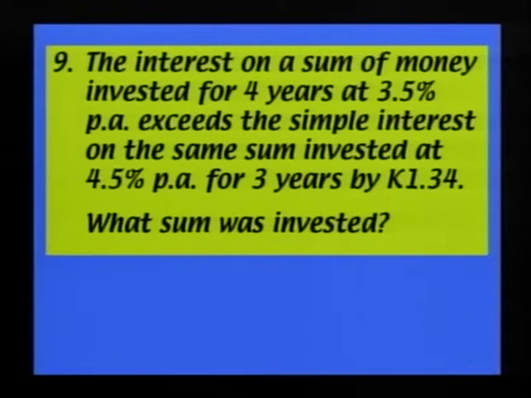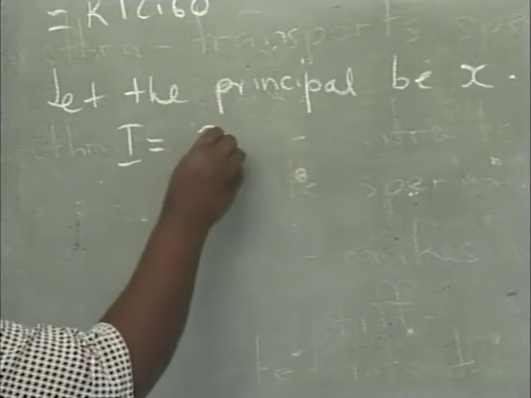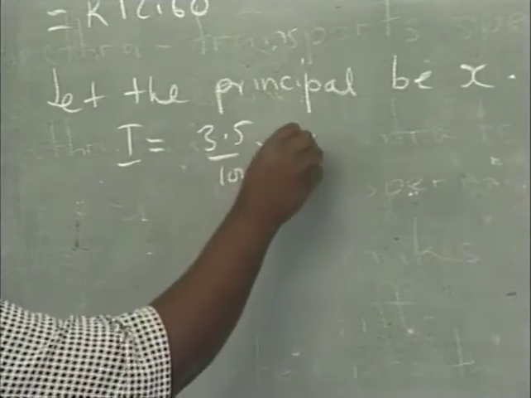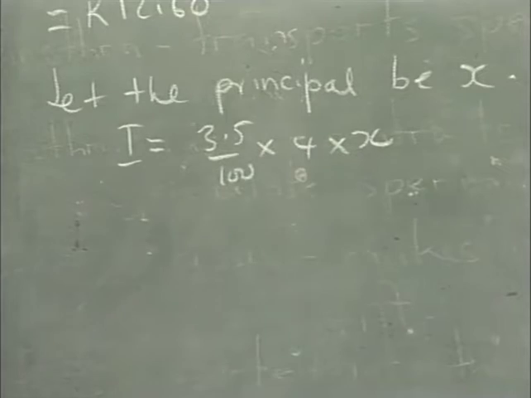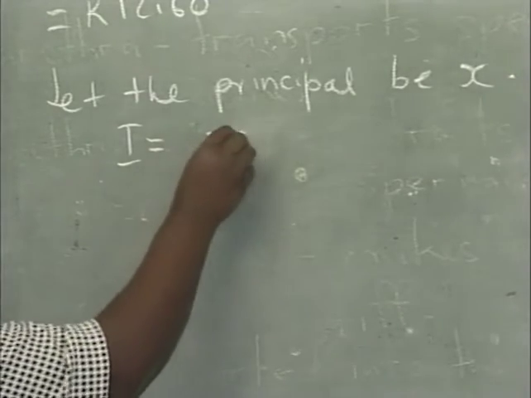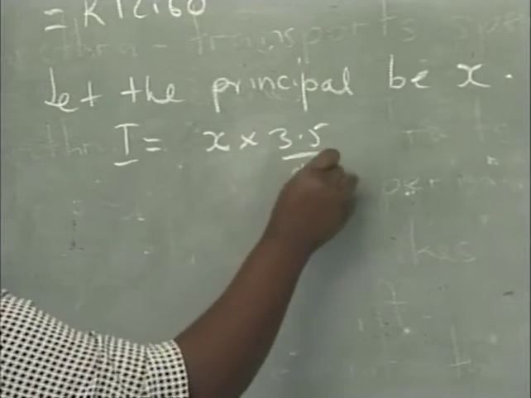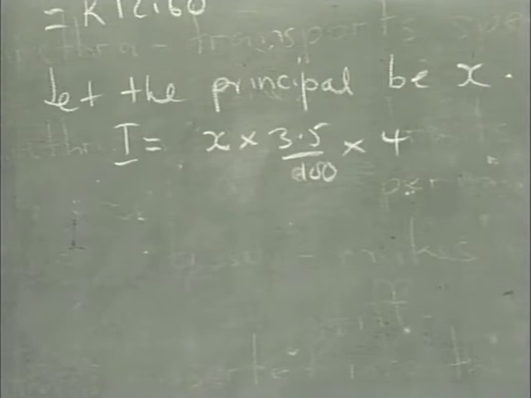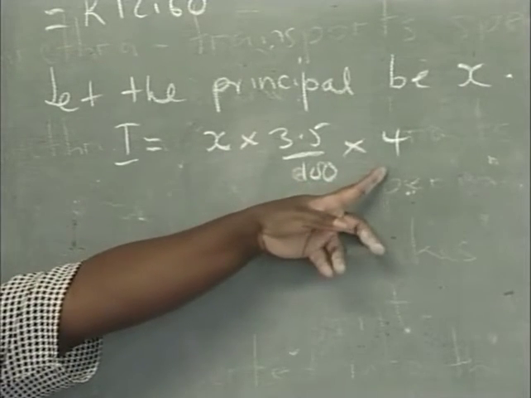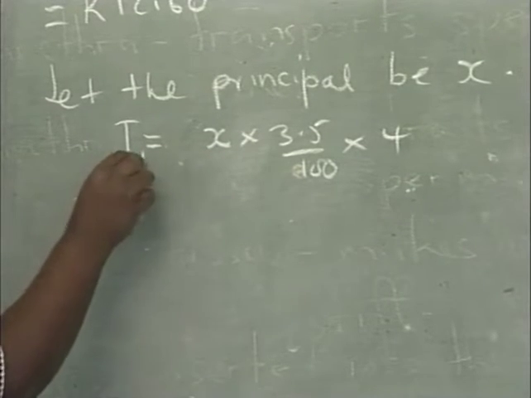So if X amount of money was invested for 4 years at 3.5%, then the interest would be 3.5% of 4 times X. Sorry, I might confuse you. P, which is X, R, which is 3.5%, and T, which is 4 years. P, R, T. That's the interest you would get if this amount of money was invested at that. So I'll just call that interest 1.